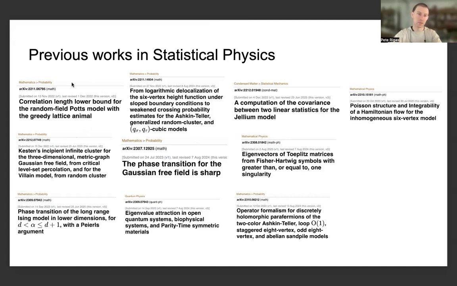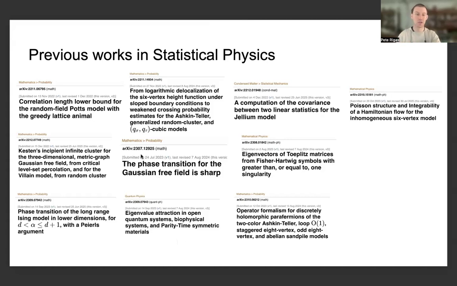And they're relating to either a correlation length lower bound for the random field Potts model, looking at logarithmic delocalization for the height function of the six vertex model, and relating that to the Ashkin-Teller generalized random cluster model and other cubic spin models, as well as other related topics such as Poisson structure and integrability of a Hamiltonian flow for the inhomogeneous six vertex model, which is looking at a way to adapt certain arguments that were used for quantum inverse scattering methods that were originally discussed for Hamiltonian systems in seminal work by Faddeev and Takhtajan, in which they were talking about computing action angle variables and being able to relate that to properties of the transfer matrices and quantum monodromy matrices.